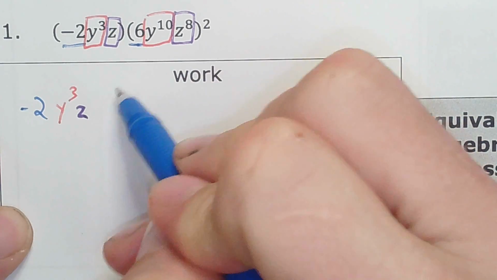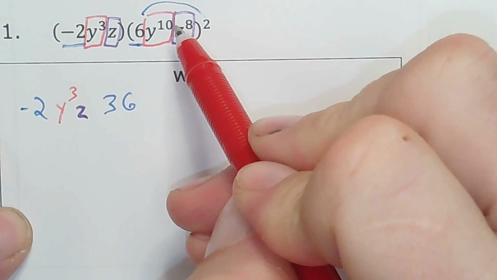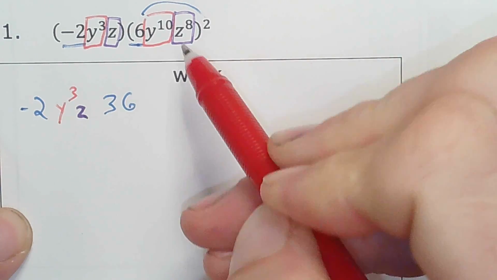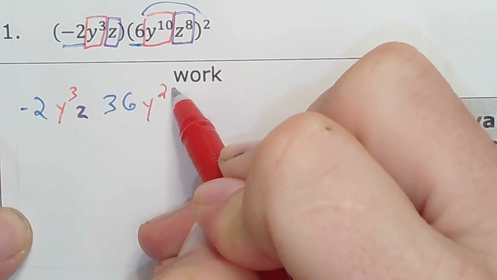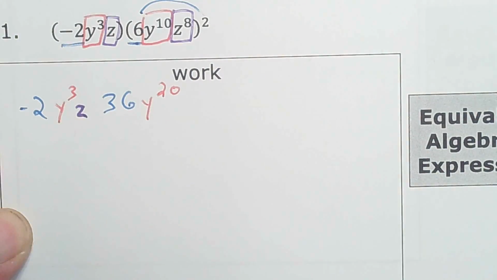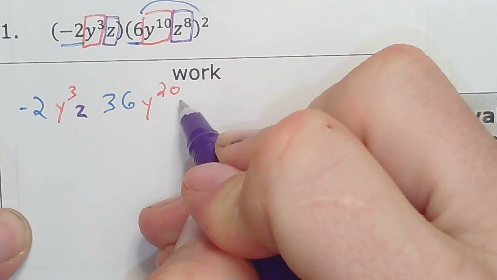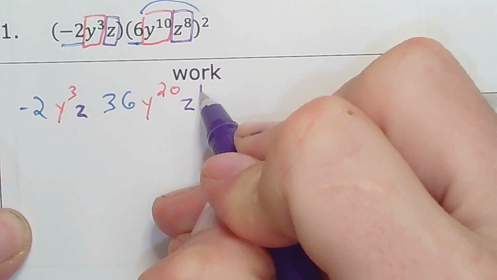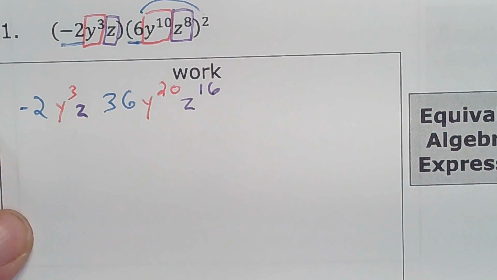So 6 squared is 36. Y to the 10th, so this is an exponent raised to an exponent, so we multiply the exponents together. So that's y to the 20th. Okay, same thing with the z's. Multiply the exponents together. This is going to be z to the 16th. Okay, so now we have our row of like terms together.